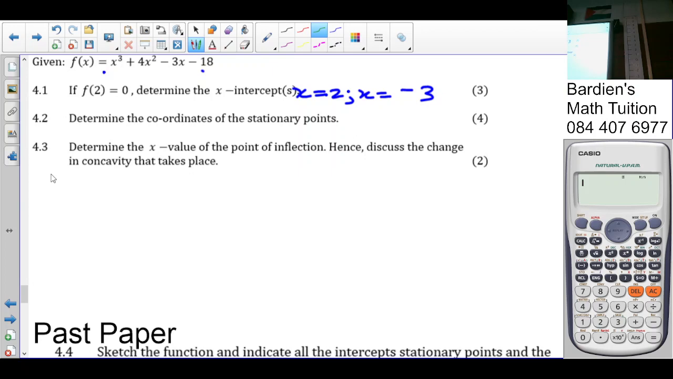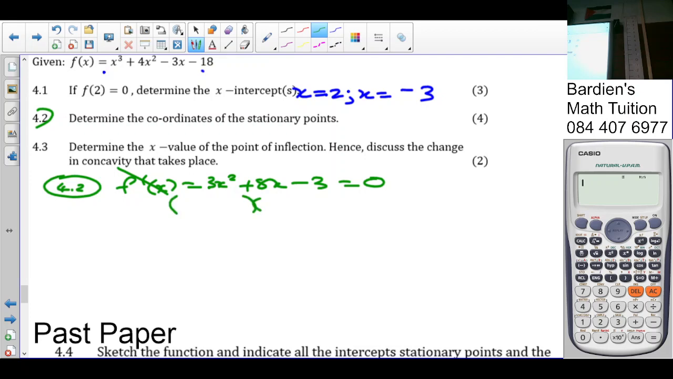In 4.2, determine the coordinates of the stationary points. So what are stationary points? Turning points. How do you work out the turning point? First derivative, which is 3x squared plus 8x minus 3, and I set that equal to 0. So I can either use the quadratic formula, or I can factorize the trinomial, or I can use a calculator. But this can factorize easily.